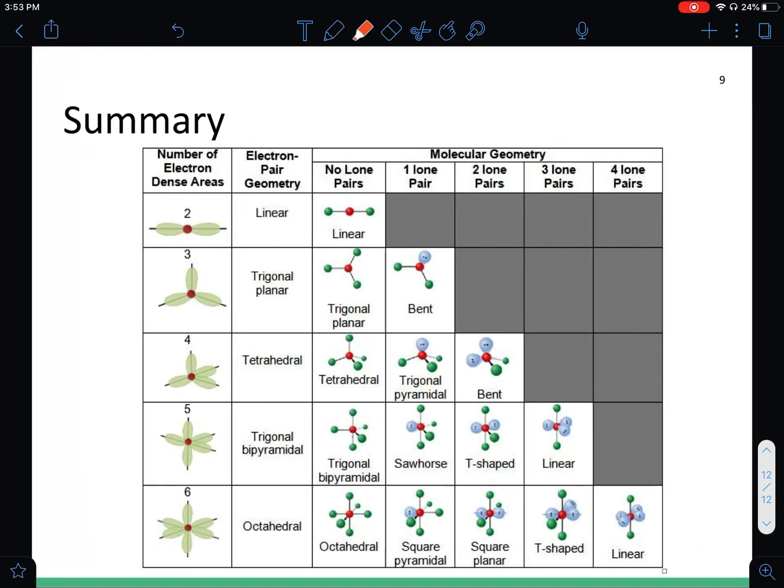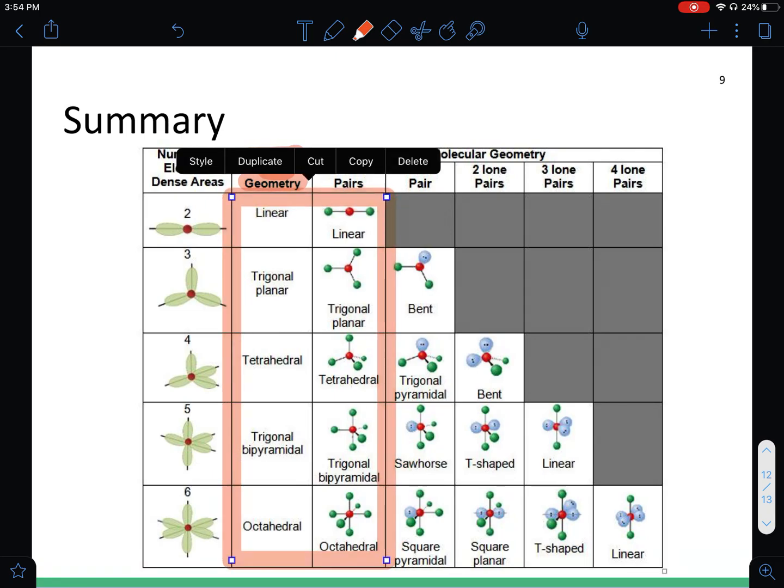All right, so to sum it up, here is the VSEPR chart, and this is something that you guys will need to memorize, but I want you to try to look for patterns on here. So your electron geometry will always have the same name as the molecular geometry that has no lone pairs. Those two will always be the same, just based off of how many electron groups are coming off of the central atom.